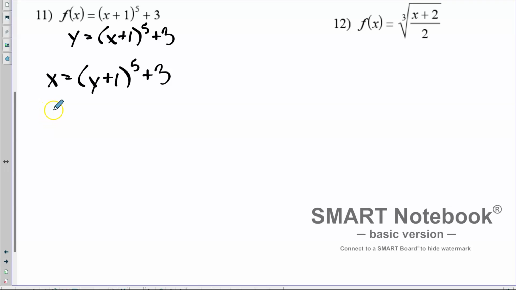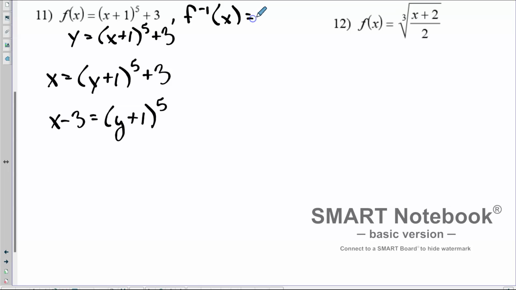So again, we need to solve for y, isolate y. What's the first thing we would do here? The first thing we want to do is subtract 3 from both sides, so we have x minus 3. And again, what they are asking us is what is f inverse, so we'll put it right here.